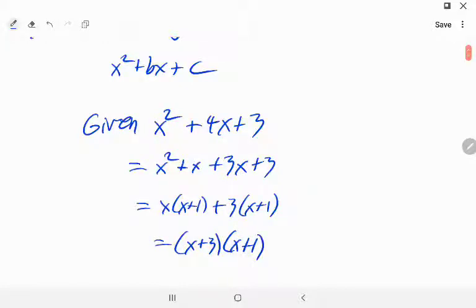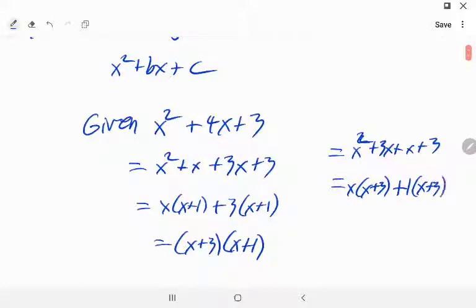And alternatively, we could have written it as x squared plus 3x plus x plus 3, and then we can factor that as x times the quantity x plus 3 plus 1 times the quantity x plus 3, and we still get the quantity x plus 1 times the quantity x plus 3. So you'll notice it doesn't actually matter what order we do things in.